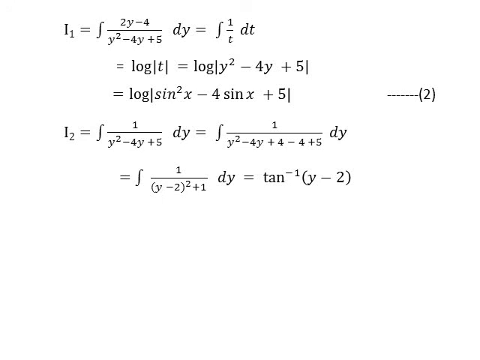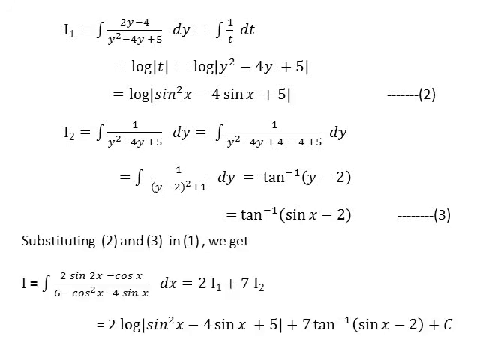Apply the formula of integral of 1 upon (x² + a²). In place of x we have y − 2 and in place of a we have 1. So I2 equals to tan⁻¹(y − 2). Substitute y equals to sin x. Therefore, I2 equals to tan⁻¹(sin x − 2). Marked it number 3.